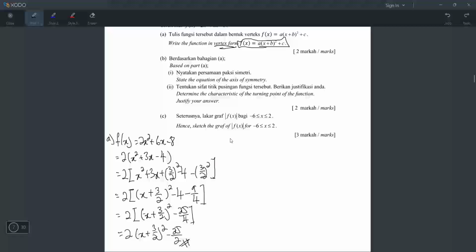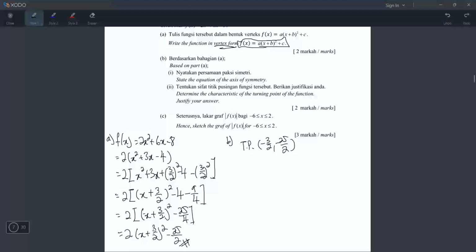Okay, now I want to do B. So B says what? Based on part A, state the equation of the axis of symmetry. So you already know your vertex form. So can you tell me from the vertex form what you can write? You can write down the turning point, the TP, right? So how to write the turning point? The turning point, for the x coordinate, you will look at here, right? But you have to change sign. So 3 over 2, when you take it out, it becomes negative 3 over 2. And then the y coordinate will be whatever is at the back here. So negative 25 over 2, right? So remember, this is how we write the turning point.